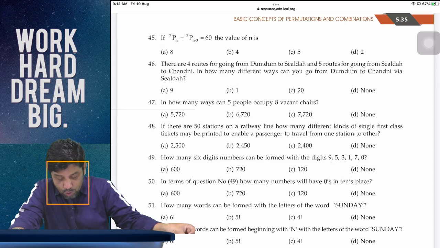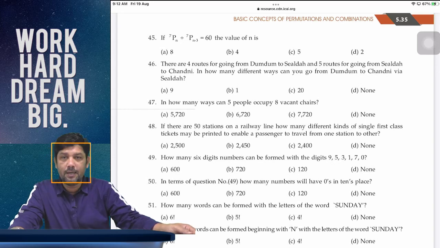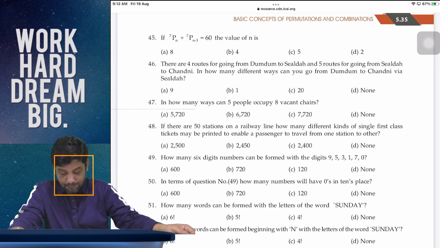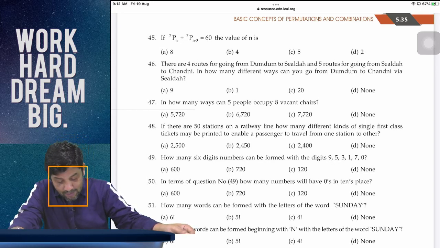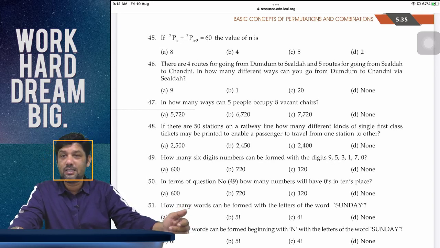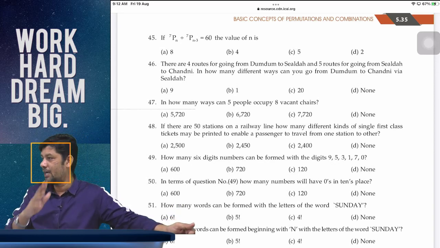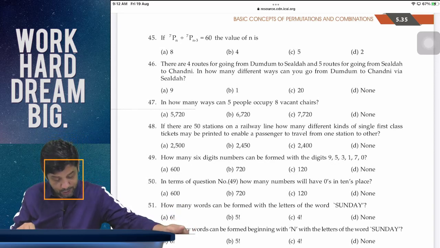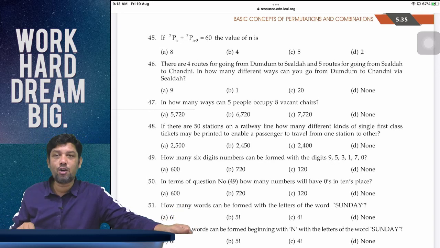There are 4 routes for going from Dum Dum to Sealdah and 5 routes for going from Sealdah to Chandni. In how many different ways can you go from Dum Dum to Chandni via Sealdah? 20. I think yesterday we did this example, A to C. Sahaj was traveling from A to C via B. Yes, of course. Next one. You got the answer or not, my dear?